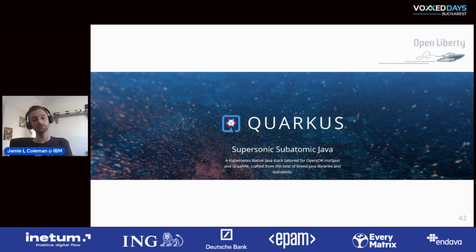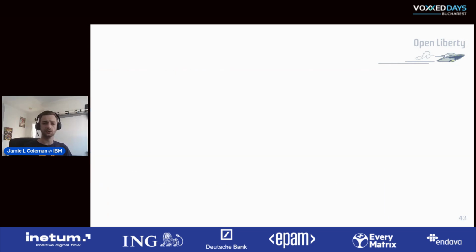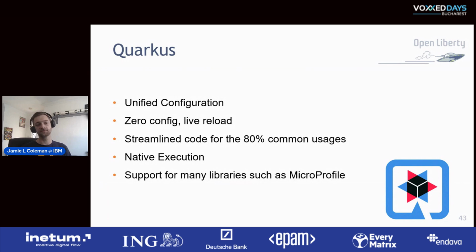So I can't not mention Quarkus. This is a runtime provided by Red Hat, and it has very similar goals to OpenLiberty. Unified configuration, so you put all your configuration in one place rather than having to configure loads of different things, the same kind of concept as OpenLiberty. Zero config and live reload, which is what dev mode does: the ability to change some code and have that code automatically deployed rather than having to restart servers. And it's got native execution.